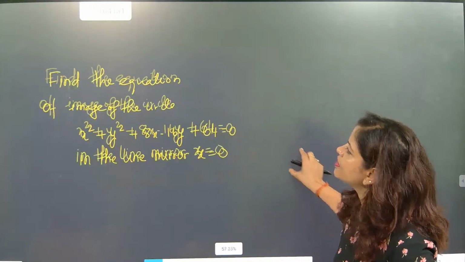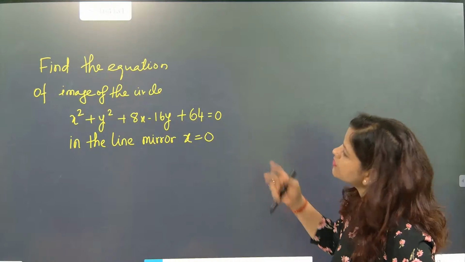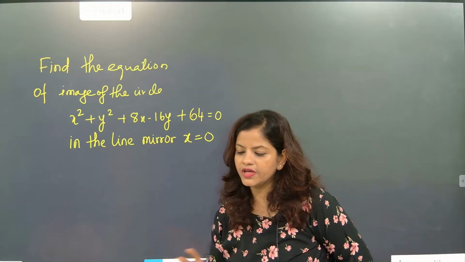So here, this part is very, very important. Let's check this one out, beta. Find the equation of the image of the circle.